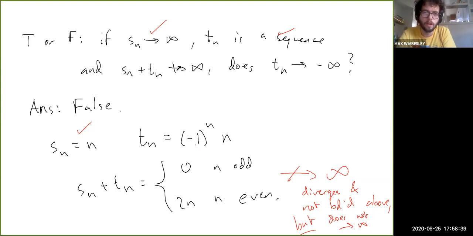Okay, so right, that's true. And then also clearly Tn does not diverge to negative infinity, right? Because it's going all over the place. So does anyone have any questions about this example here? Very good.